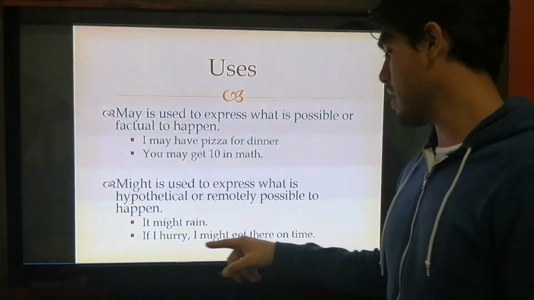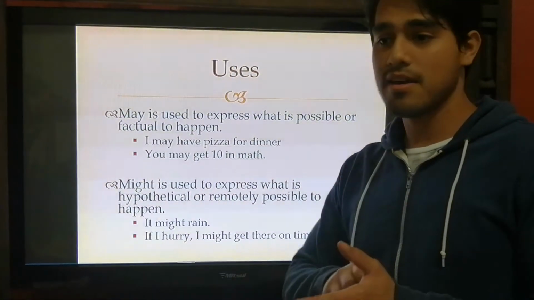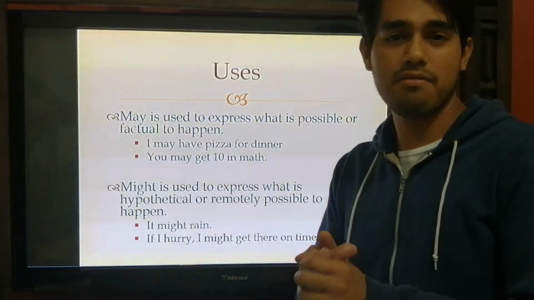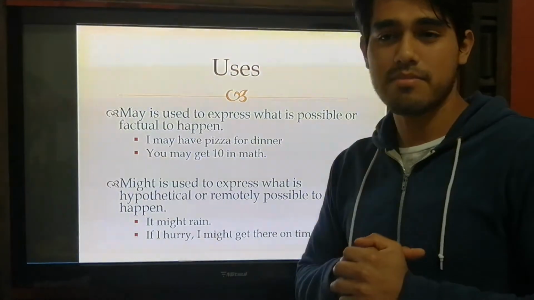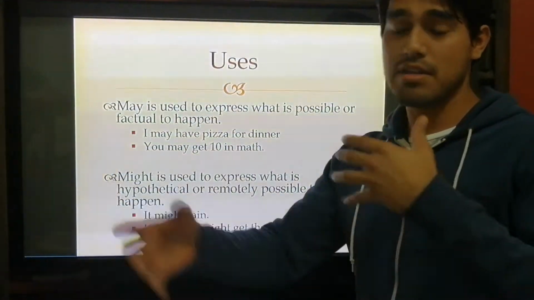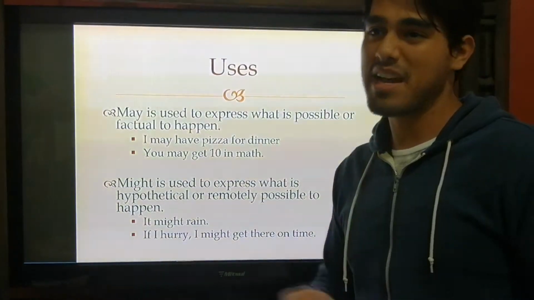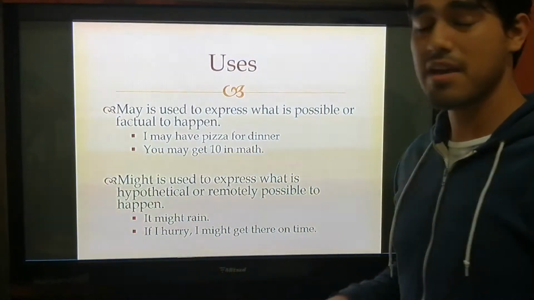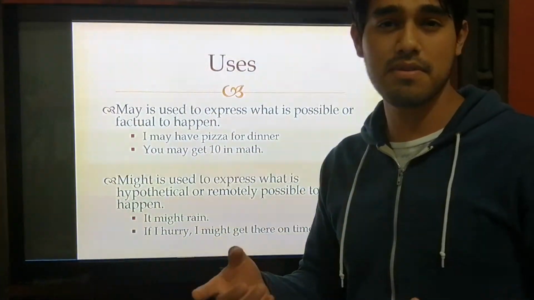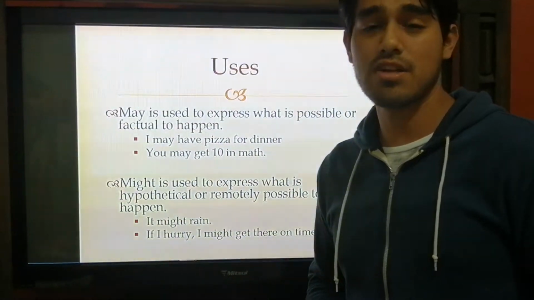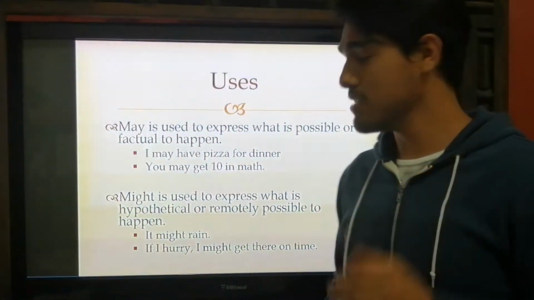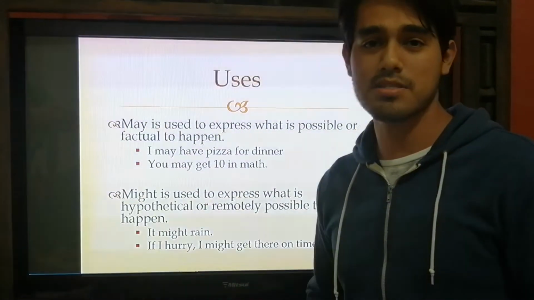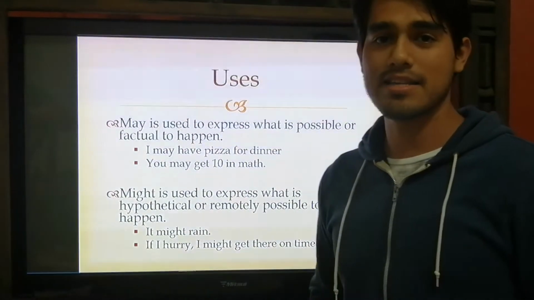The other example is, "If I hurry, I might get there on time." Maybe we have a really difficult schedule, and maybe it is late already and we're not going to get there on time, but I'm thinking something could happen. Maybe it is 7:55 and I get to my job at 8, only 5 minutes of difference. If I say, "If I hurry, I might get there on time," it's remotely possible to happen. So that's why I use might.